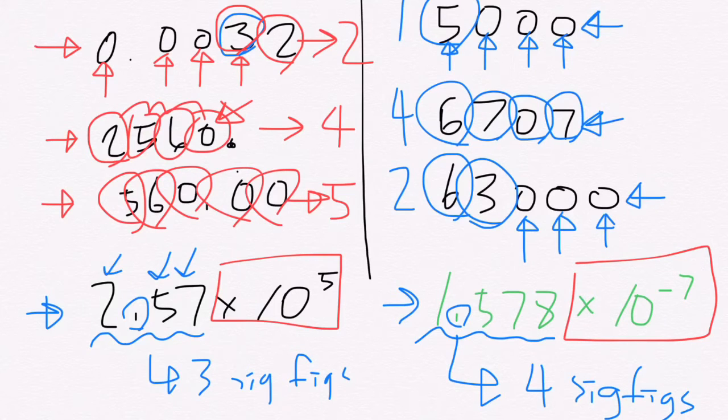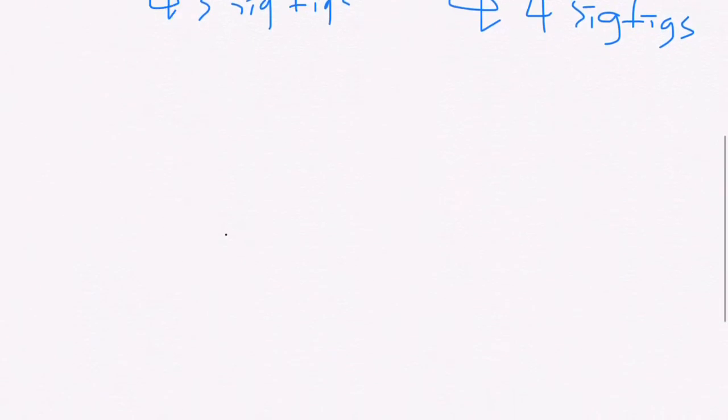Because you count 1, 2, 3, and 4. Anyways, so that's how you determine the number of sig figs. So the next thing would be determining the number of sig figs when adding and subtracting. So let's just start with an example.